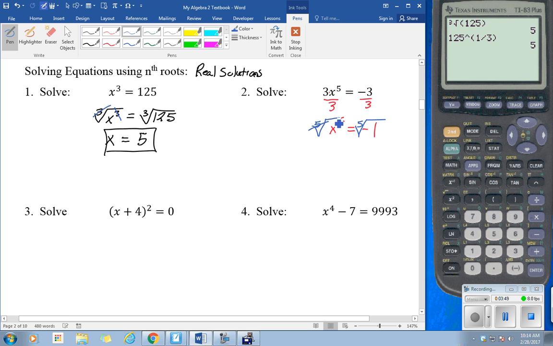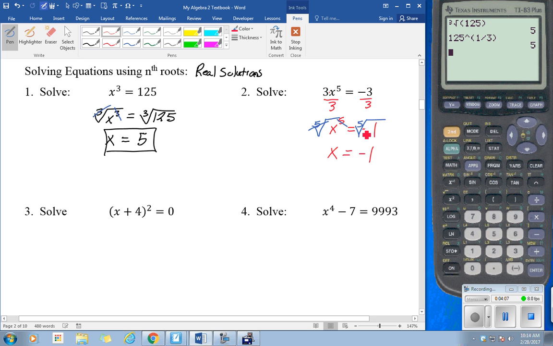The 5th root and the 5th power just cancel each other out, and that's going to isolate our x for us. So we get x is equal to the 5th root of -1. Again, you have the calculator there, but hopefully we can come up with this one off the top of our head. What number times itself 5 times is going to be equal to -1? It's -1.